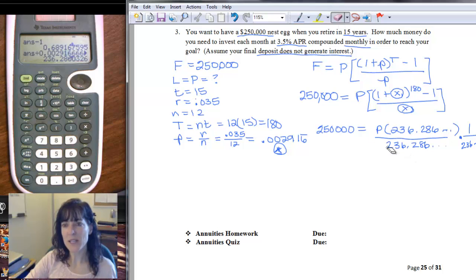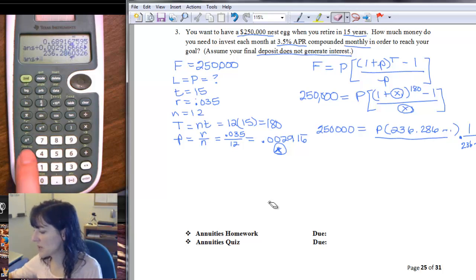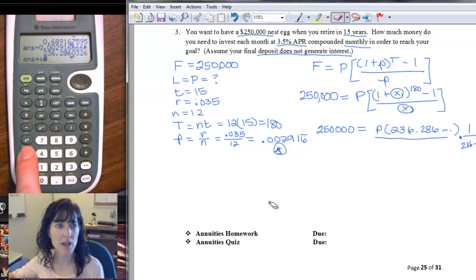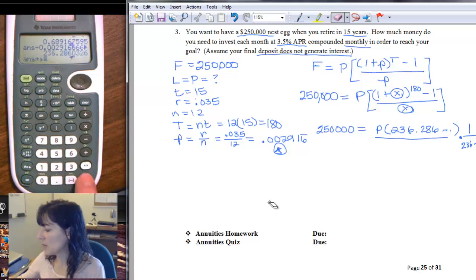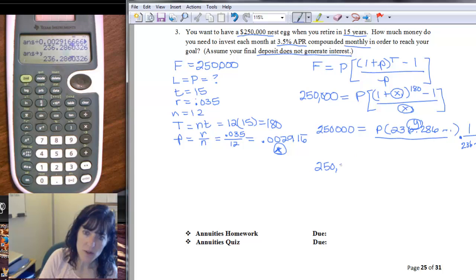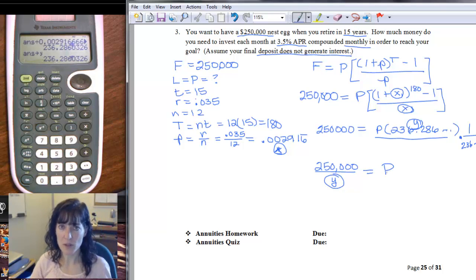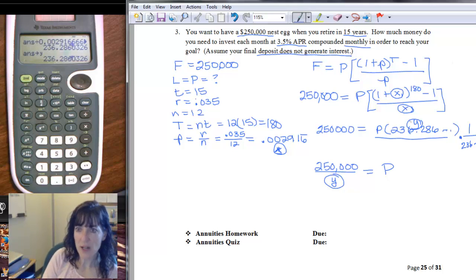So the first thing is, if I want to divide both sides by that number, then I need to store it. I want to store it in not X because I'm using that. So I'm going to store it in Y and push enter. So now I know this value here is stored in Y. And so what I can do is 250,000 divided by what I have in Y, and that will give me my big P. So that's where I am right now. So I'm actually Y times the P, so I'll divide both sides by Y.